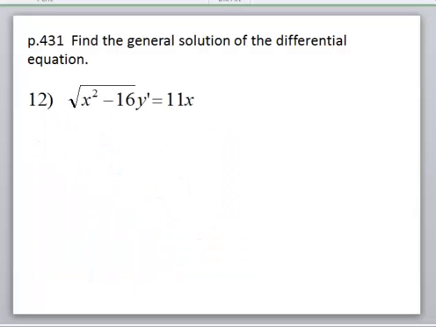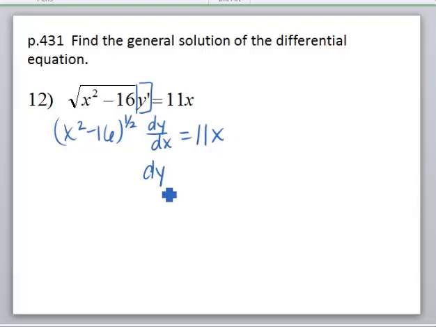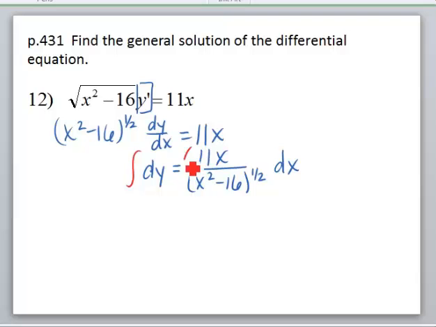Let's try another one. Here's that dy over dx, and so I'm going to rewrite this as x squared minus 16 to the 1/2 power dy over dx equals 11x. We're going to separate our variables. This one separates, I don't really have any y, so I'm just going to have dy. I'm going to have my 11x over here. I'm going to be dividing by the square root of x squared minus 16. And then I'll multiply each side by dx. So now that I've separated my variables, I'm ready to integrate.